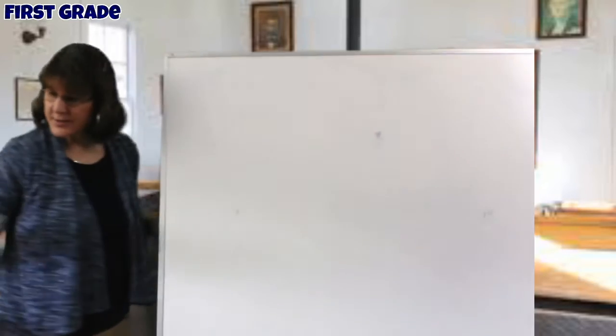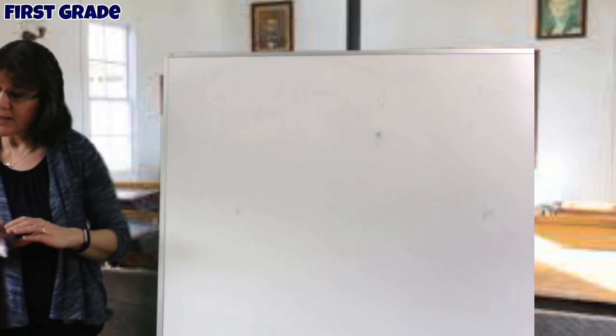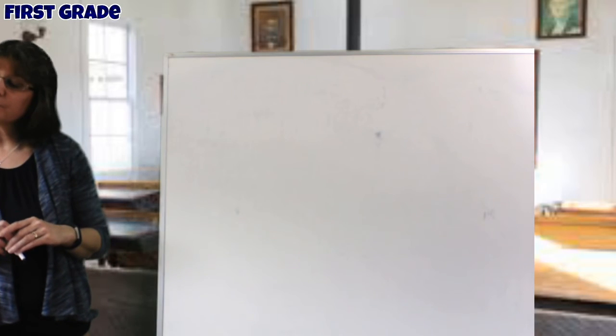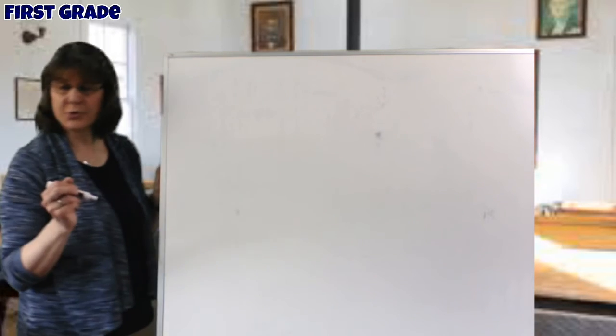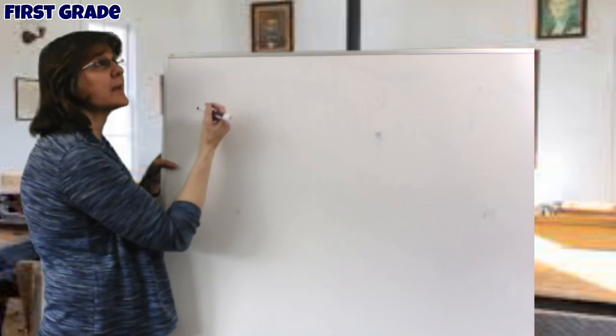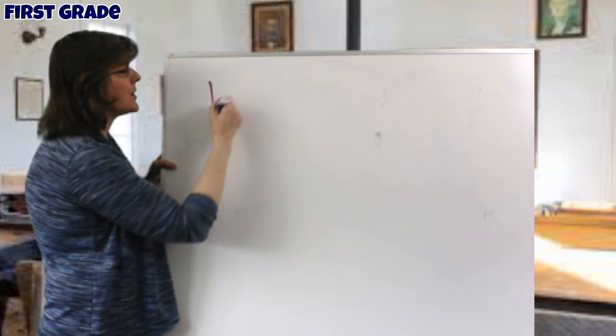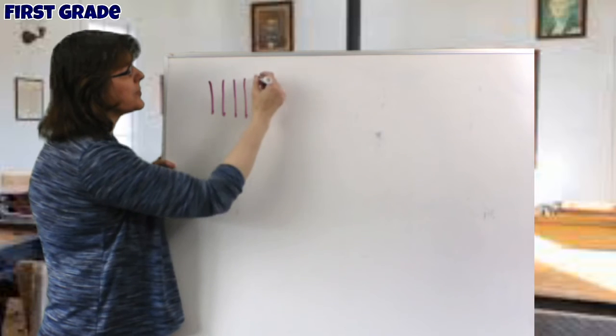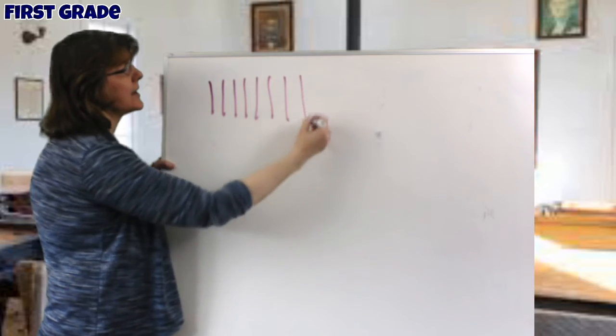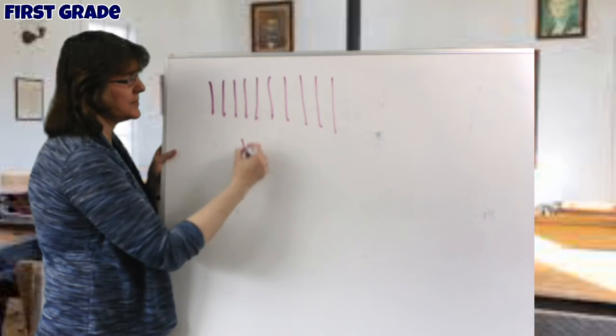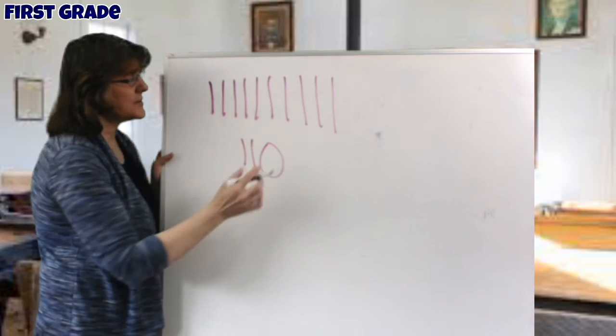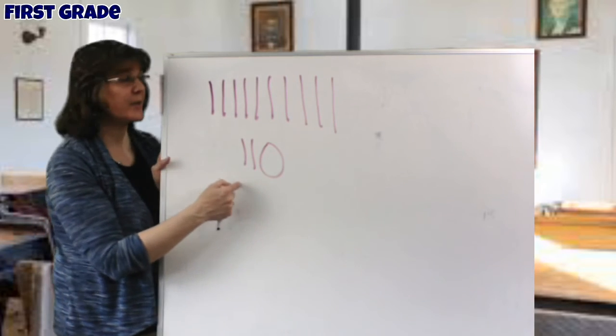The story says, Joe collects toy cars. He can make 11 groups of 10 toy cars. How many toy cars does Joe have? Well, we're going to make 11 groups of 10. 1, 2, 3, 4, 5, 6, 7, 8, 9, 10. 11 bundles of 10. 0 in the ones. He has 110 toy cars.